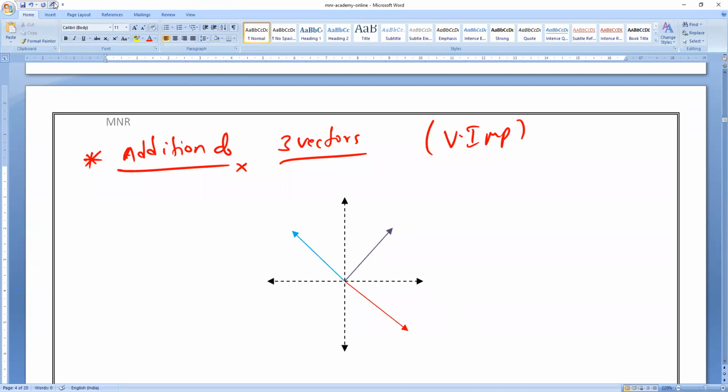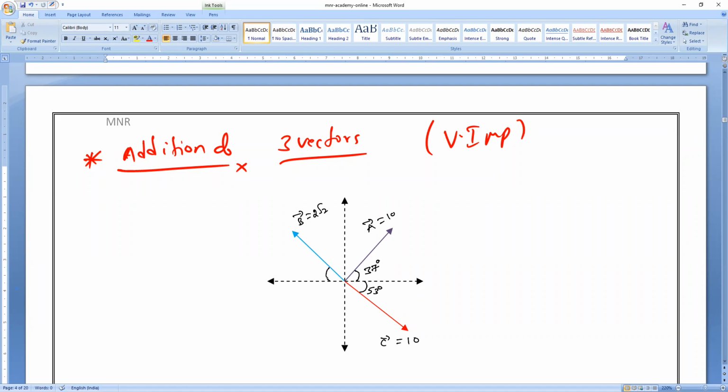Now I'm giving the values. Vector A has magnitude 10. Vector C is also 10. And vector B, if you notice, is 2 root 2. Now I want to find the components along the x-axis and y-axis. Let me take this angle as 37, we all know the famous triangles, and this angle is 53. And this angle is 45.